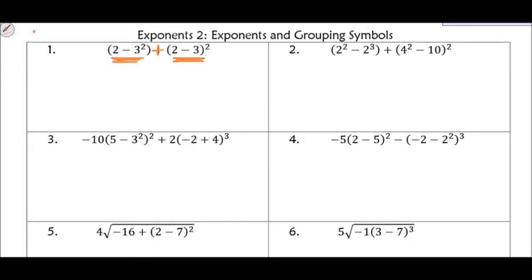So I have to follow order of operations still. So I still have to follow order of operations inside of there. I have subtraction, and I have an exponent, so I have to do my exponent first. That's going to give me 2 minus 9. Do not type it in as negative 3 squared. It's not negative 3 squared. It's minus whatever we get from that, or the opposite of 3 squared. The opposite of 3 squared is the opposite of 9, or negative 9, plus 2 minus 3 is negative 1.